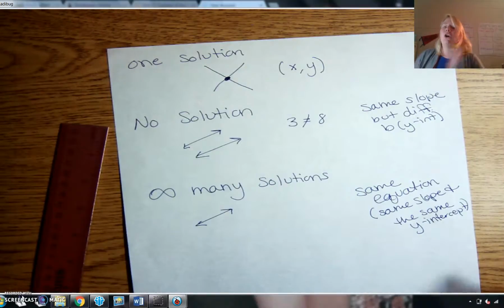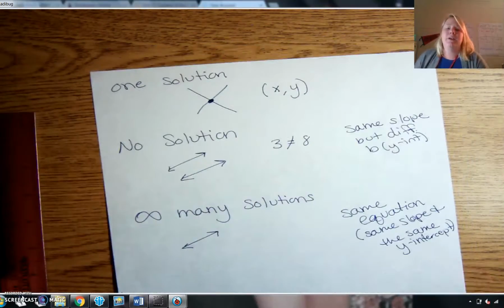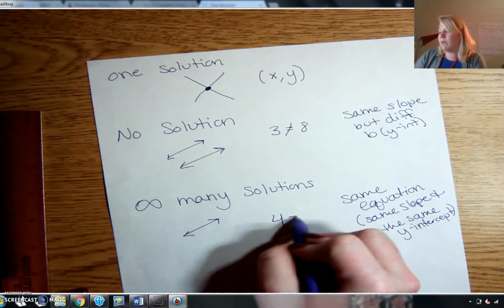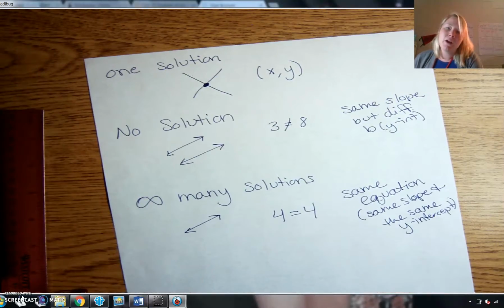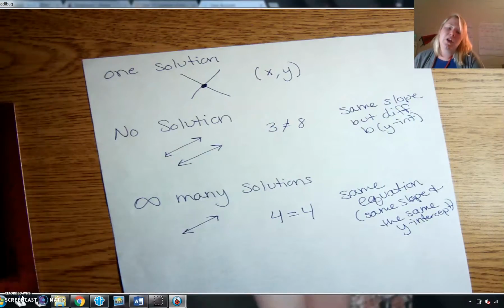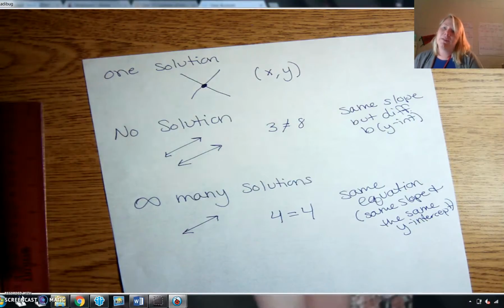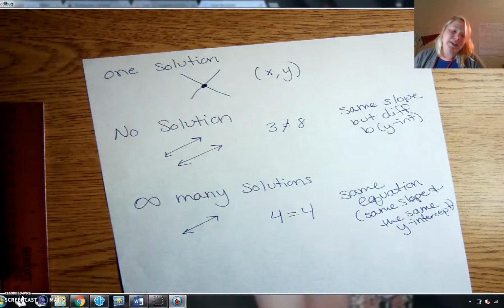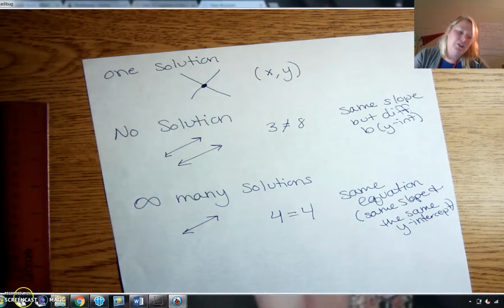Okay? So hopefully that kind of makes sense. Oh, and with infinitely many solutions, that's where like 4 equals 4 when we solve. Okay? Remember, use your knowledge about equations to apply to systems. Alright? It's nothing new. Once again, if you have questions, leave it on my discussion board.